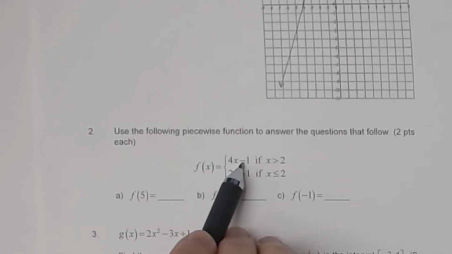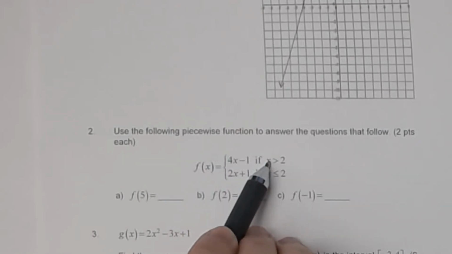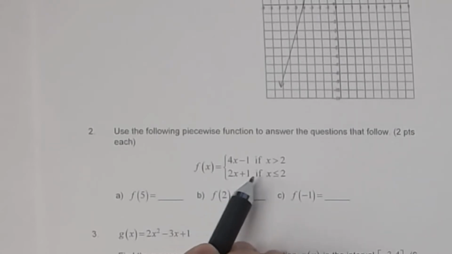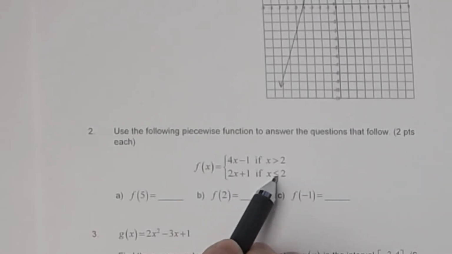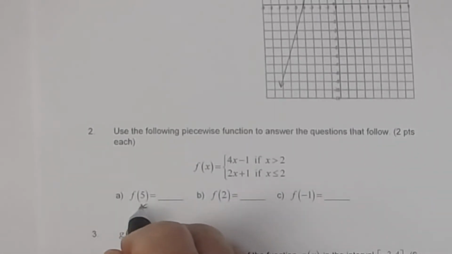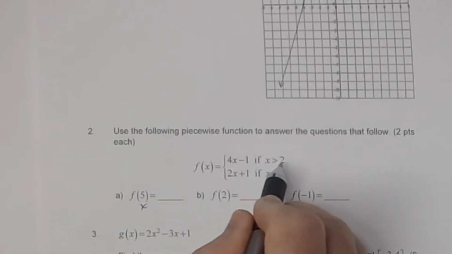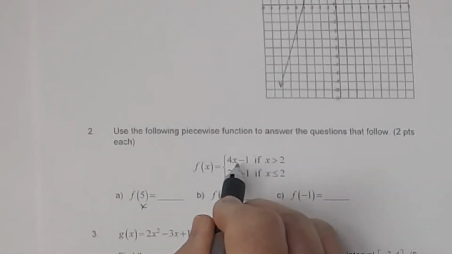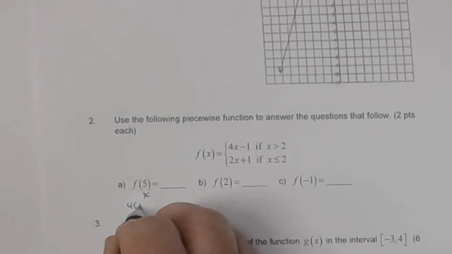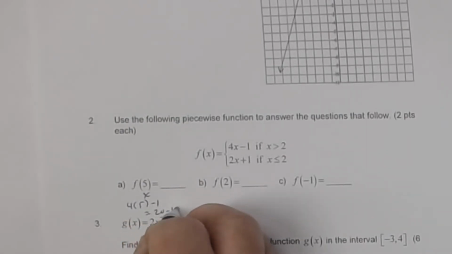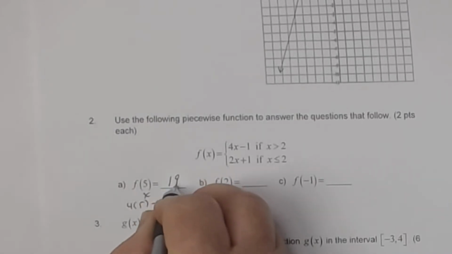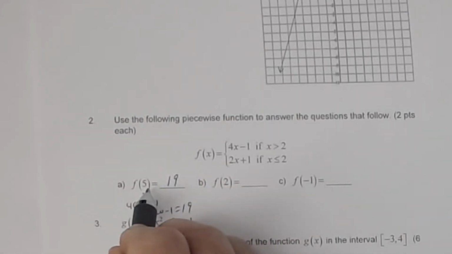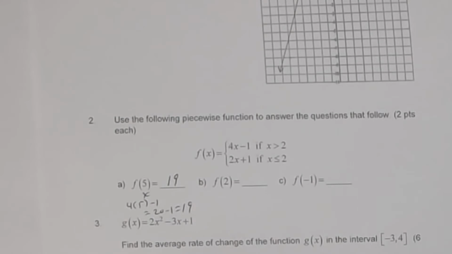So you got to locate which of these you're going to use, right? You're only going to use this if x is greater than 2. And you're only going to use this one if x is less than or equal to 2. Well, over here, x is 5. Since x is 5, 5 is greater than 2, so I'm going to use this one. So you're going to say 4 times 5 minus 1. So that's going to be 20 minus 1, which is 19. So my y value when x is 5 is going to be 19.